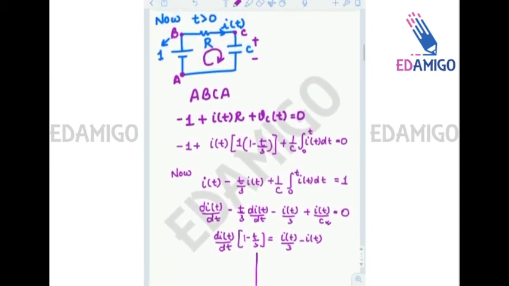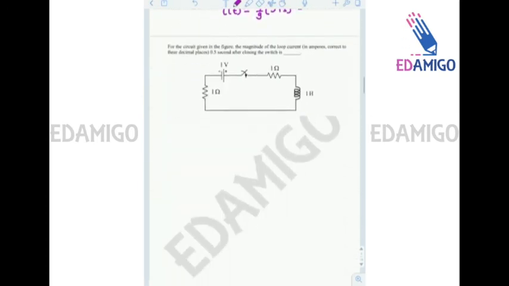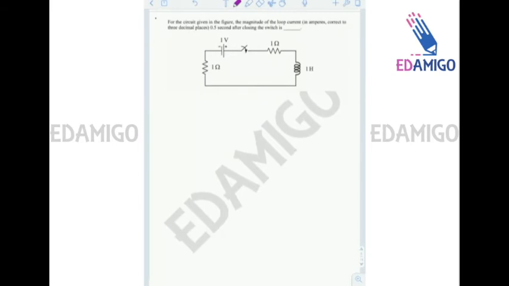Okay, so a little maths is involved in this question, but otherwise it's a very simple question. Now this is question number 2. This is GATE 2018 EC question. It is given that for the circuit given in the figure, we have to find the magnitude of loop current at 0.5 seconds after closing the switch. So this switch was initially open. Let us assume that the switch closes at t equals to 0.